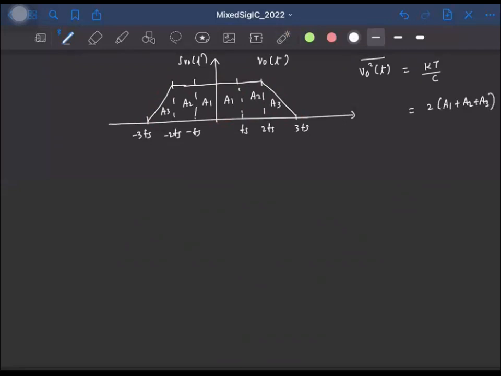Okay. So now if I sample V naught of t to get V naught of n, what will happen to the spectrum? We will have periodic repetitions, right? And we'll consider only the spectrum from 0 to fs, that is the two-sided power spectral density, right? From 0 to 2 pi.